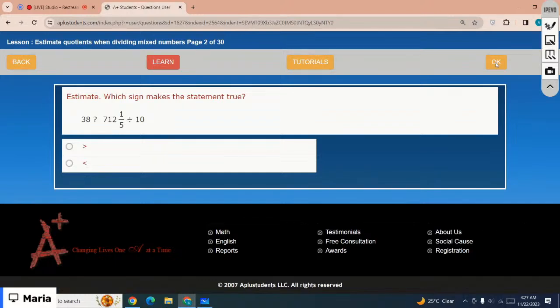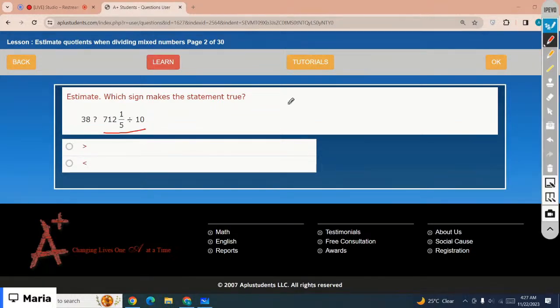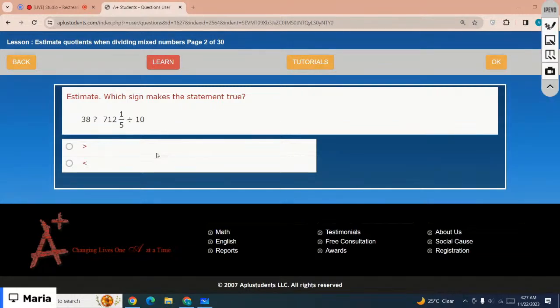Okay, 7 12 whole 1 over 5. That is a bit easy. You have 10 as a whole number, you do not need to estimate. You can round off this number, you don't have to see the fractional part. This is 10. 10 is complete. If this number is 710, that would be completely divided by 10, right? So just round off this number to 710. The answer is 71. Then compare 38 and 71. So 38 is less than 71. Got it? The correct option is less than, right?